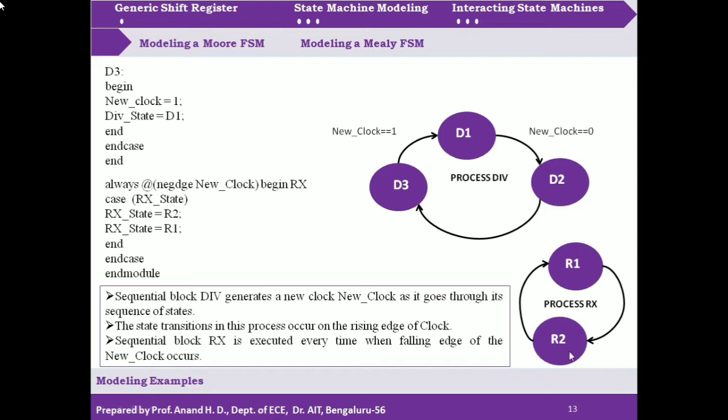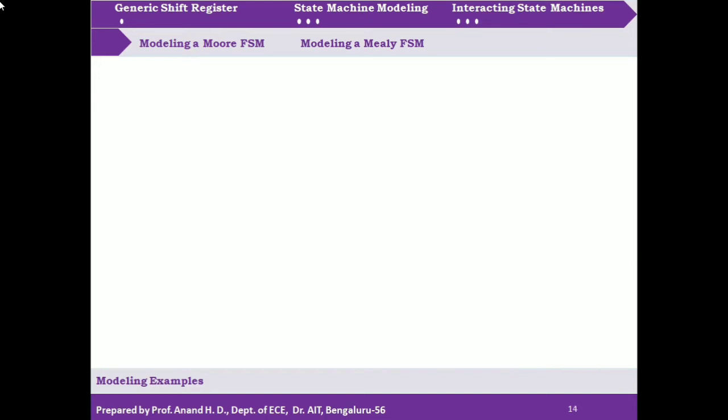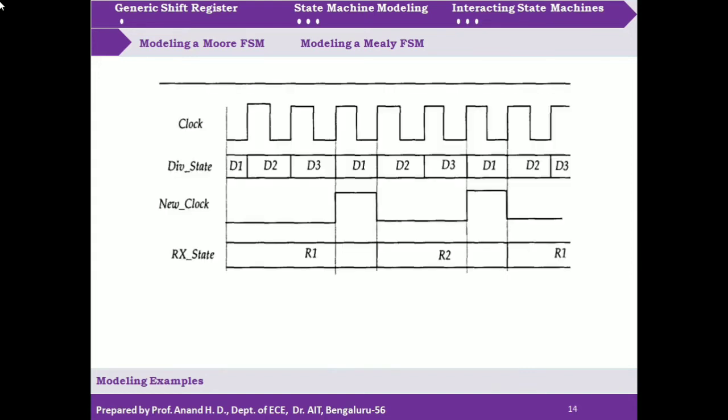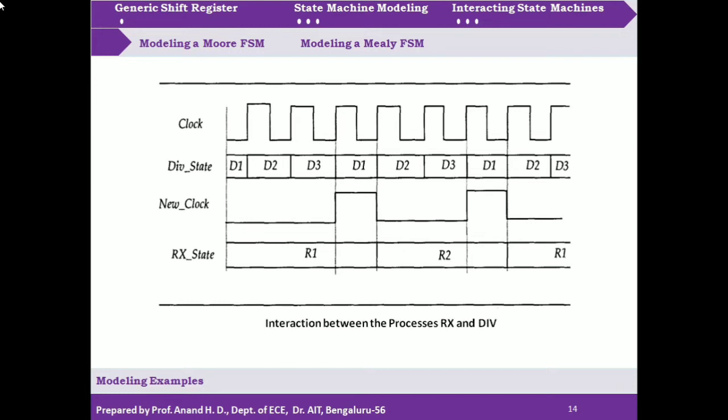So the state transition in case of process Rx is going to take place during every falling edge of the new clock signal generated by the process div. Okay, so hope you have understood interacting state machines, right? So next let us go through the timing diagram or interaction diagram for these two processes.